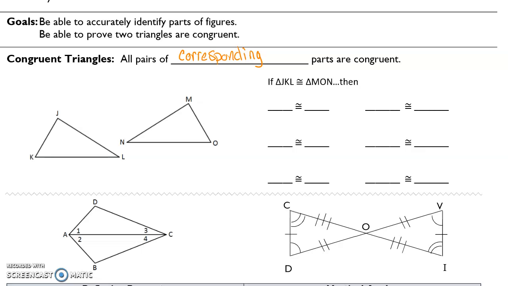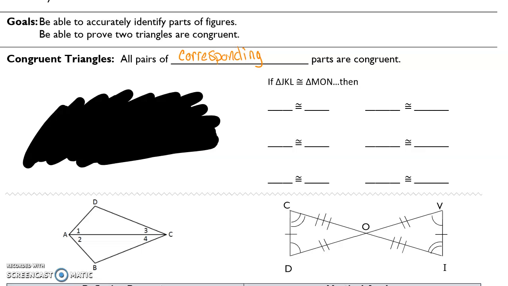First, what are those corresponding parts? And to understand that, I am getting rid completely of those triangles. I don't want to see them because that's not what helps me understand the corresponding parts. What helps me understand corresponding parts is the congruent statement. It is very important that we pay attention to the statement and that we write our statements accurately.